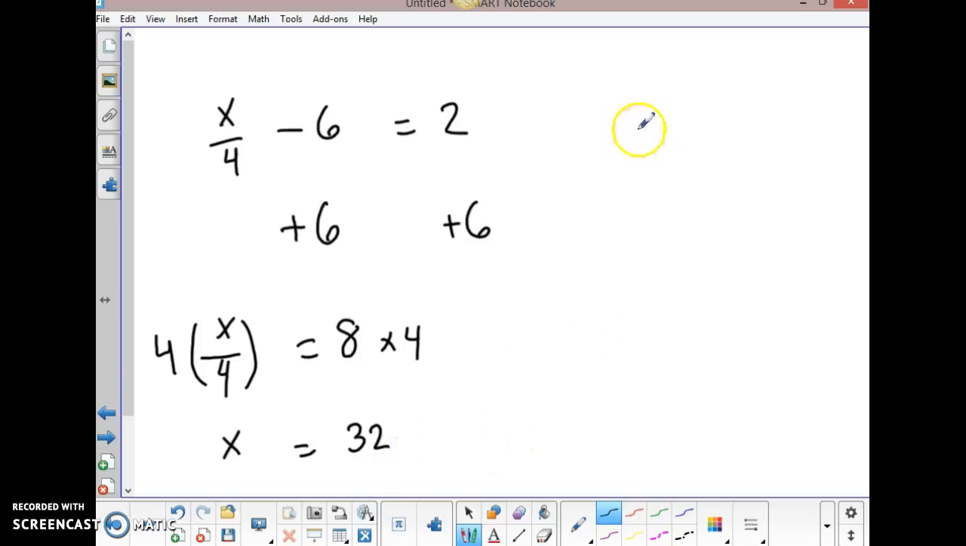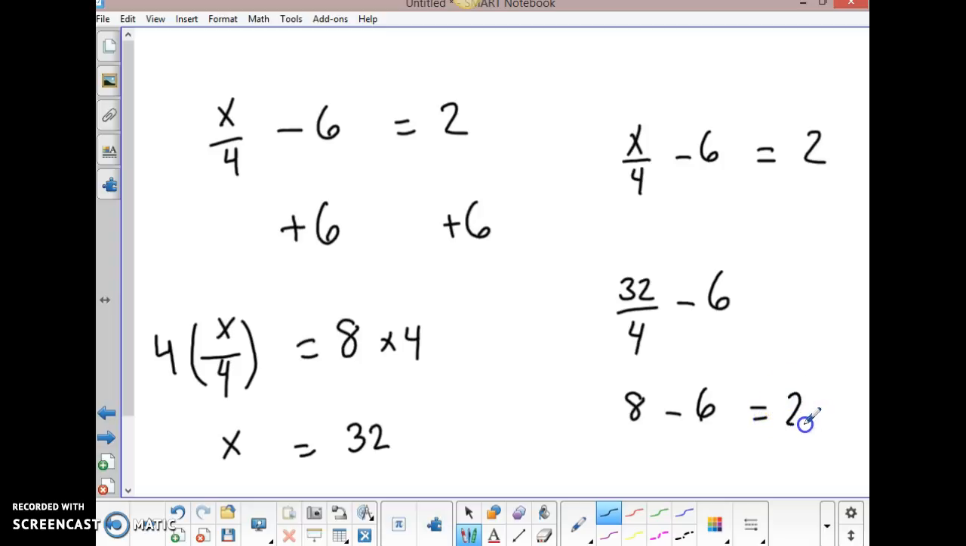Well, let's check our answer. Our original equation was x over 4 minus 6 equals 2. Let's take our answer, which is 32, plug it in and check. So 32 in place of x divided by 4 minus 6. What's 32 divided by 4? That's 8. Minus 6 does equal 2. So our answer was right.